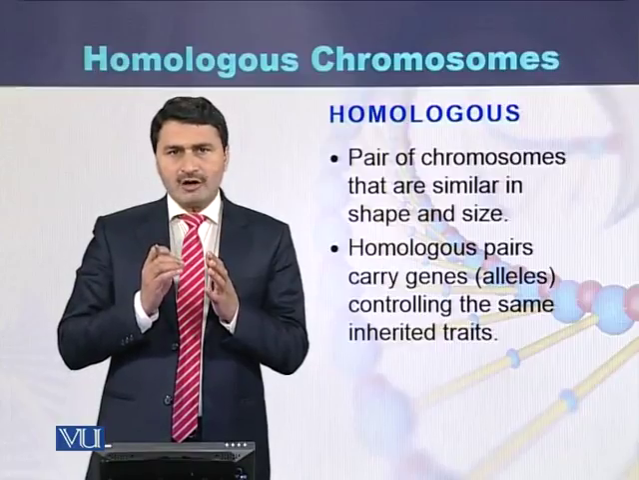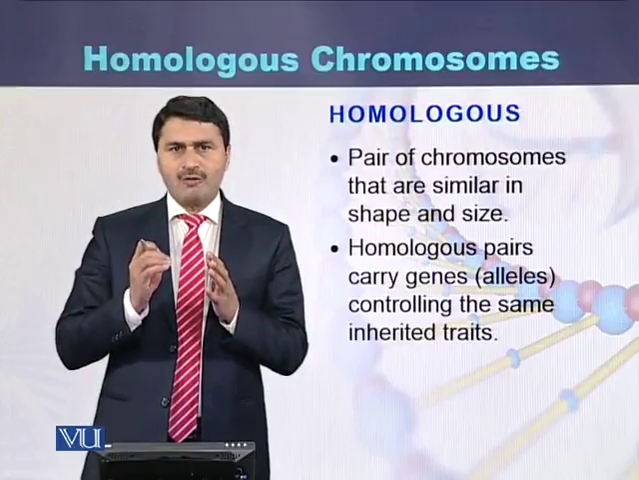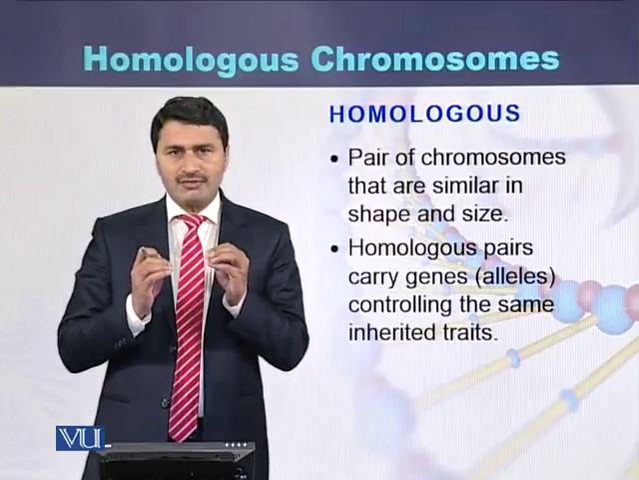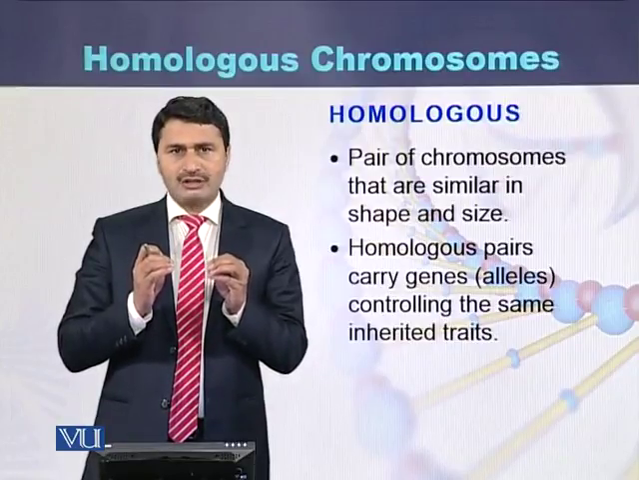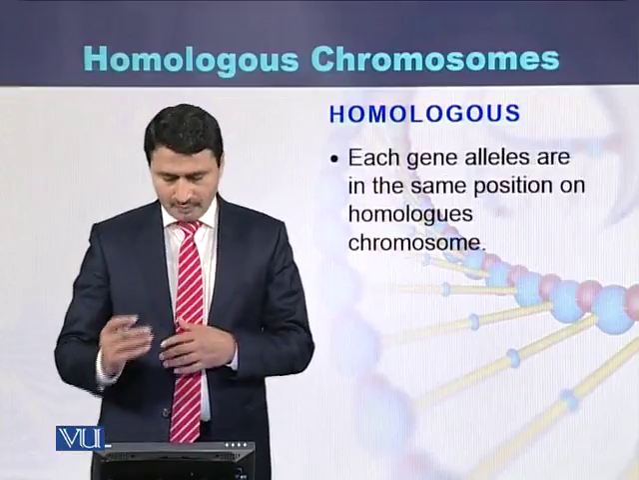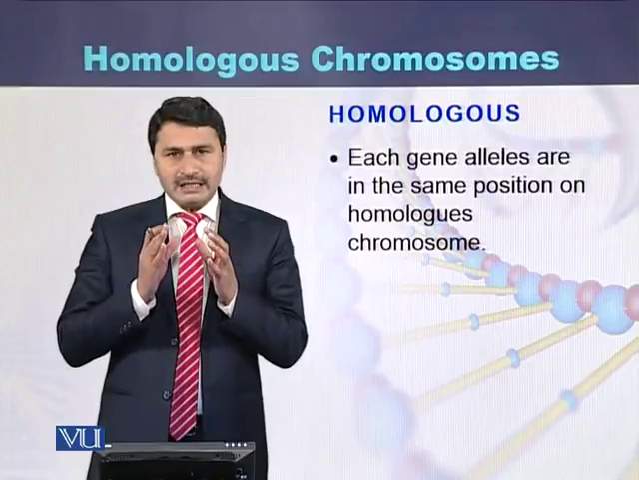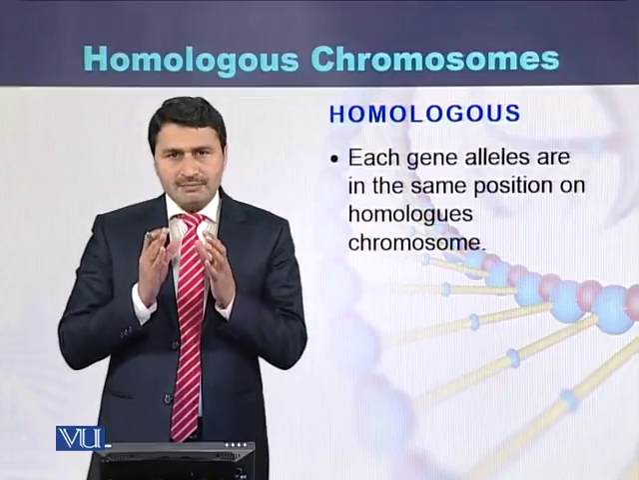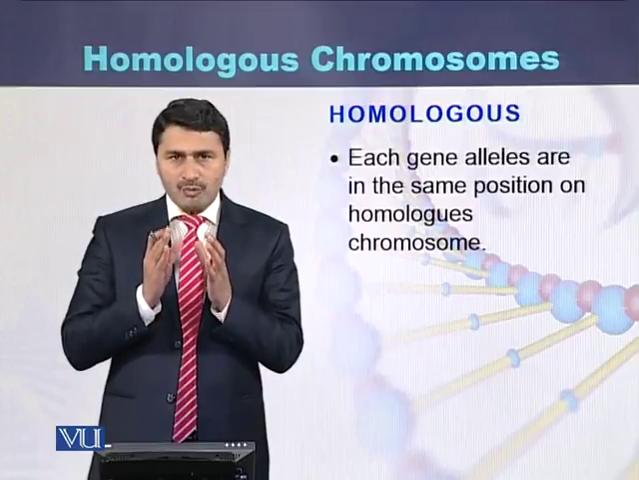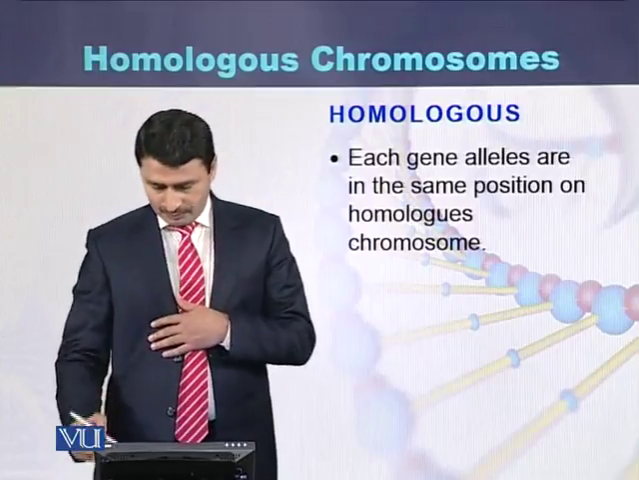One allele of a gene is present on one of the homologs, while the second allele of that gene is present on the second homolog. The alleles of a gene are present at the same position on the homologous chromosomes.